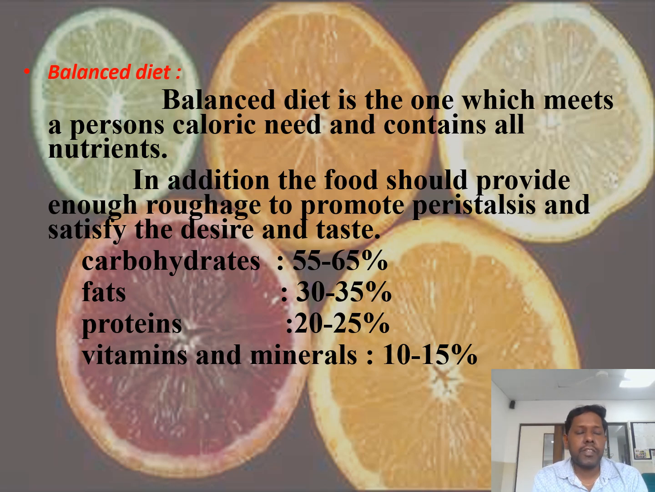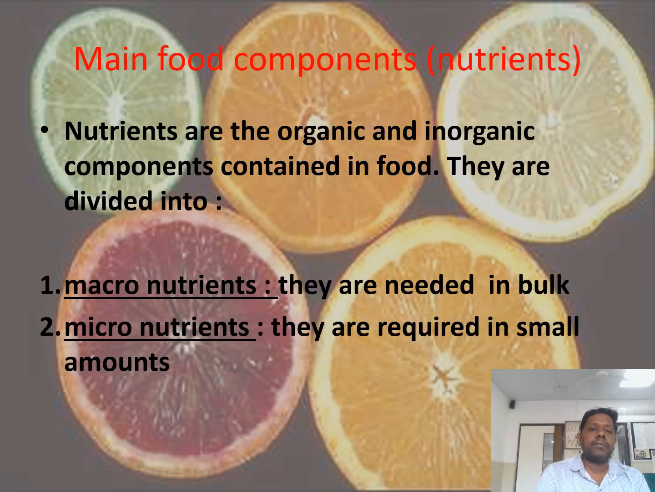A balanced diet is one which meets a person's calorific needs and contains all the nutrients. In addition, the food should provide enough roughage to promote peristaltic activity and also satisfy the desire and the taste. So, what are the various nutrients? Carbohydrates, fats, proteins, vitamins and minerals. As you can see in the slide, carbohydrates provide the maximum proportion, that is 55 to 65%. Coming to another classification, that is micro and macronutrients.